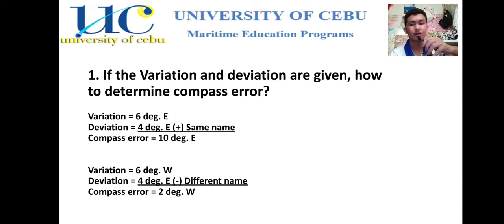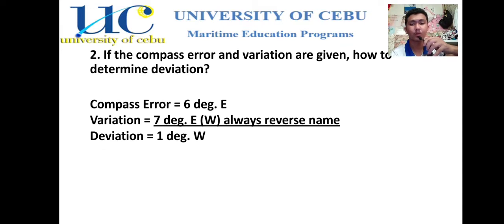Another problem, number 2: if the compass error and variation are given, how to determine the deviation. Since the compass error is 6 degrees east and the variation is 7 degrees east, and they always have reverse names, the deviation will be 1 degree west.